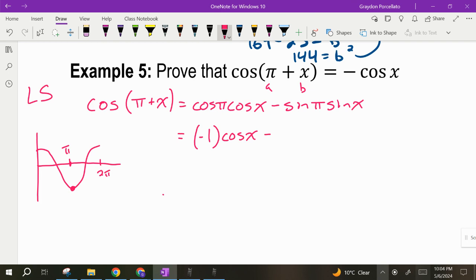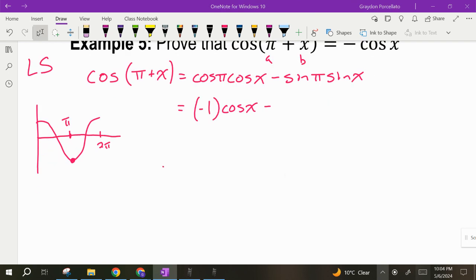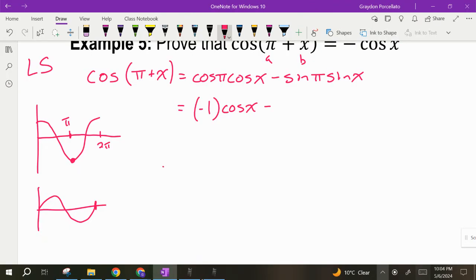Minus, what's the sine of pi? Well, let's do a quick sketch of my sine function. This is 2 pi. Oh my goodness, my computer froze. It should still keep working. It did last time. Okay, look at that. That's 2 pi, this is pi. The sine of pi is 0. That works out nicely.